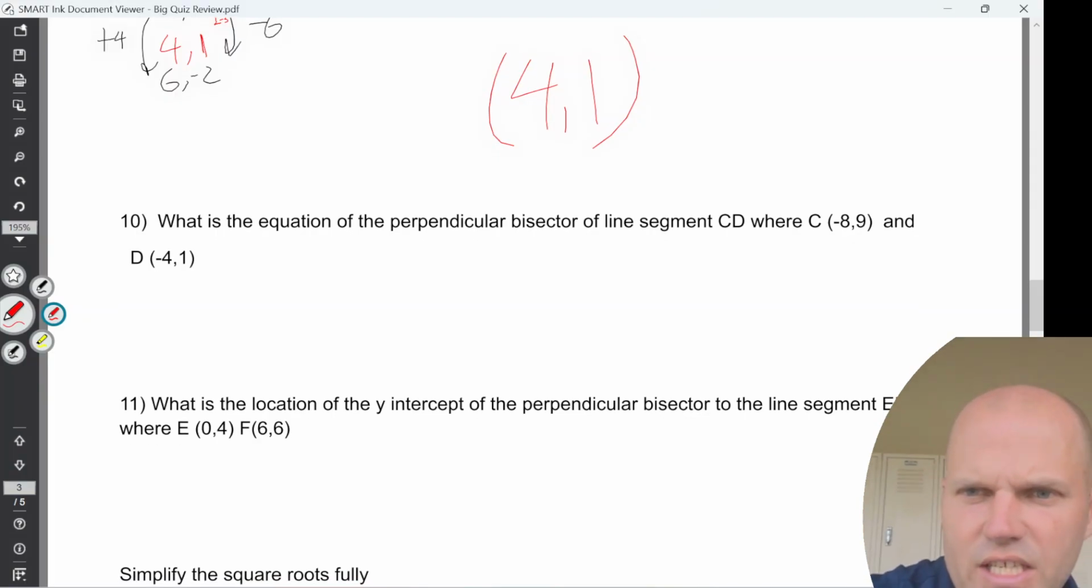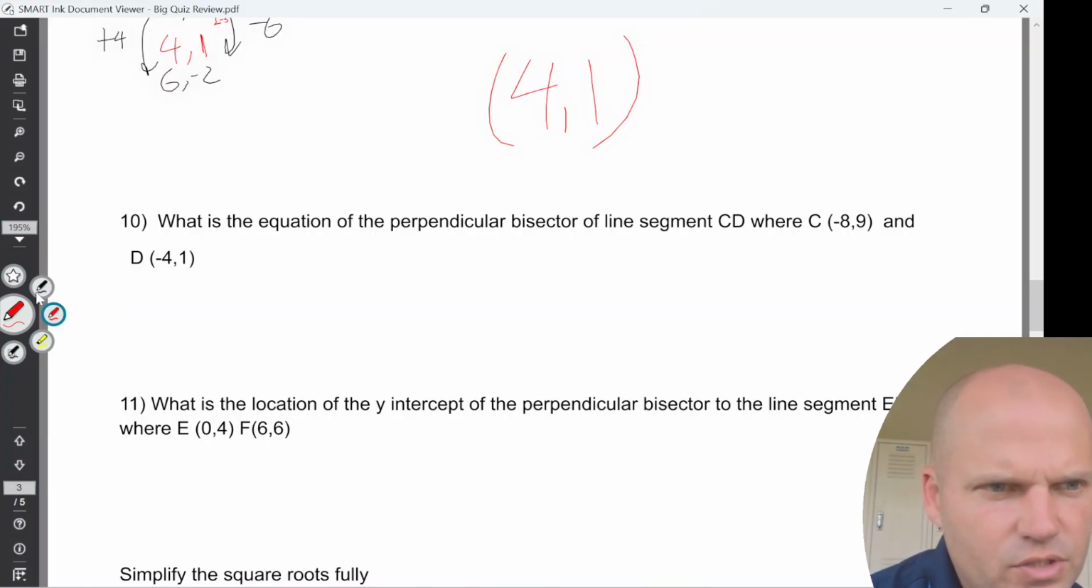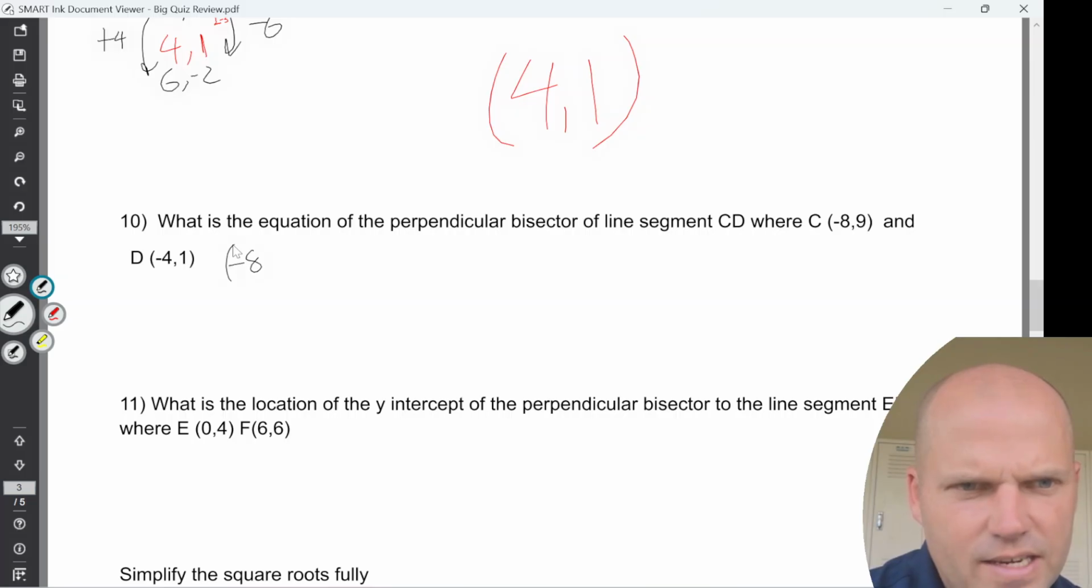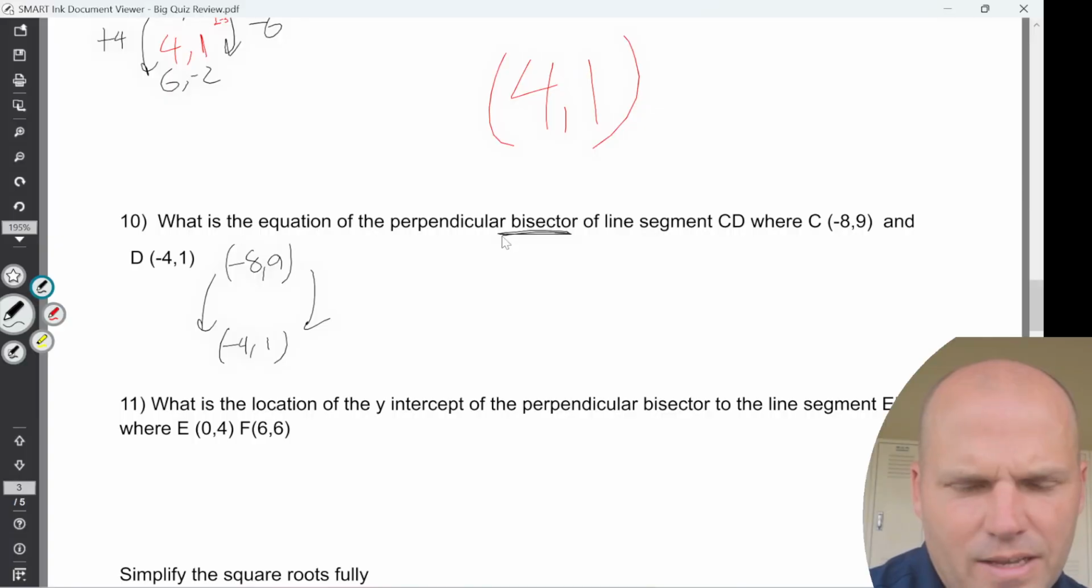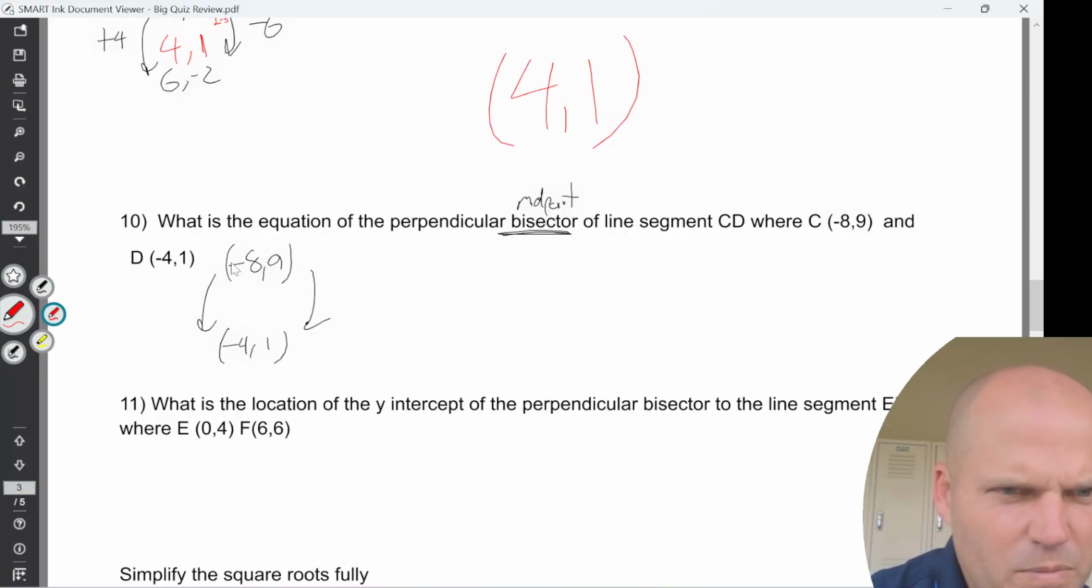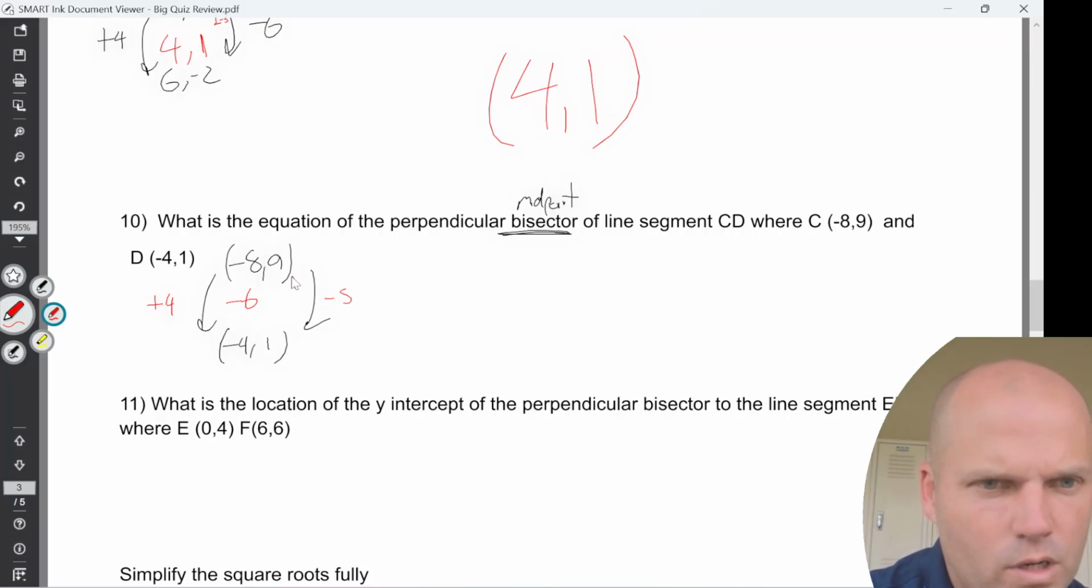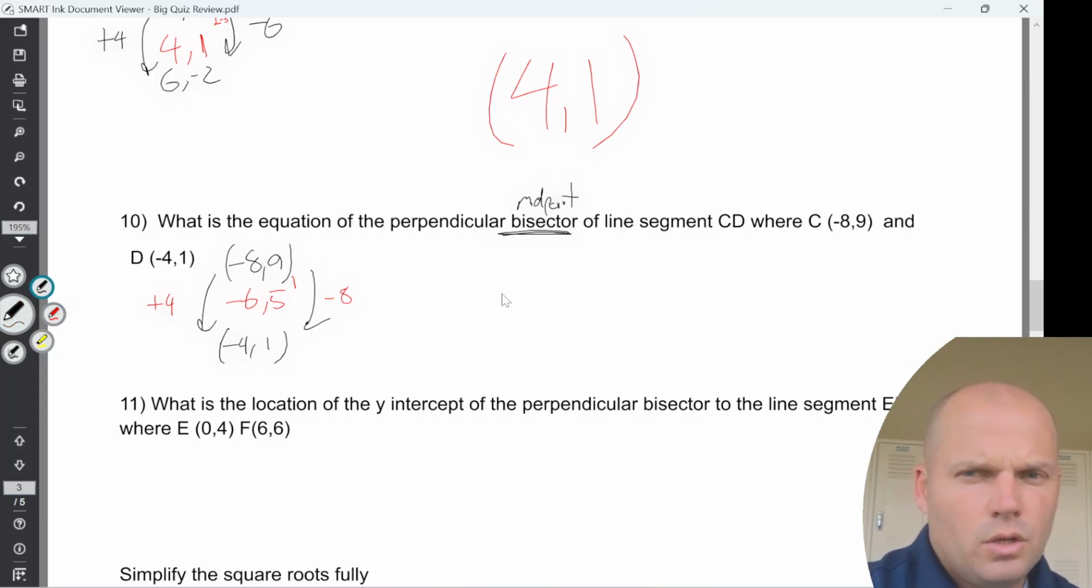Perpendicular bisector of CD. Okay, so CD, C is negative 8, 9, D is negative 4, 1. So the perpendicular bisector passes through the midpoint. I need the midpoint to bisect. So from negative 8 to negative 4, I'm adding 4. So let's go halfway by adding 2 to negative 8. 9 to 1 is subtracting 8. Let's go halfway by subtracting 4. And 9 minus 4 is 5, giving us the point negative 6, 5. Cool.